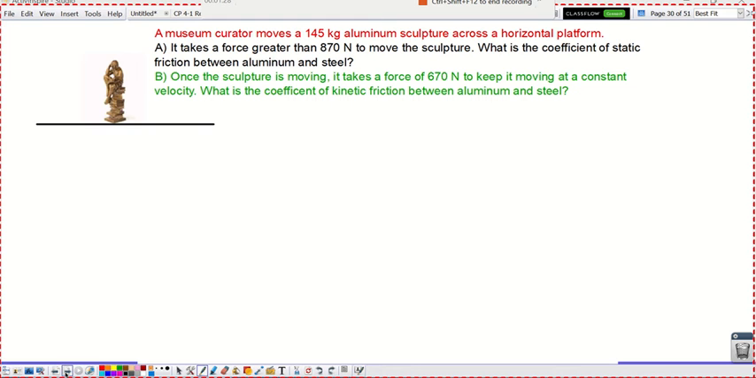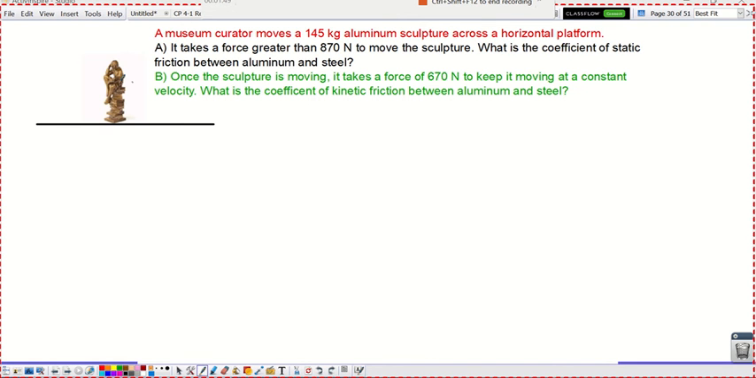So we're going to do part A in this problem. A museum curator moves a 145 kilogram aluminum sculpture across a horizontal platform. It takes a force greater than 870 newtons to move the sculpture. What is the coefficient of static friction between aluminum and steel?